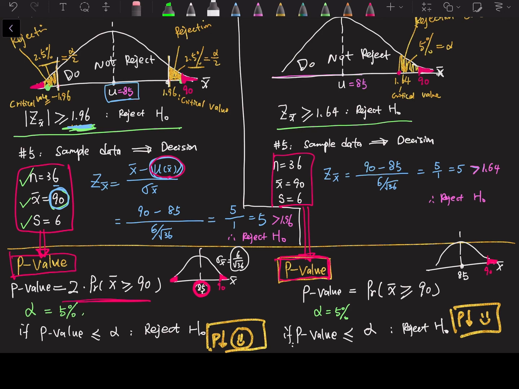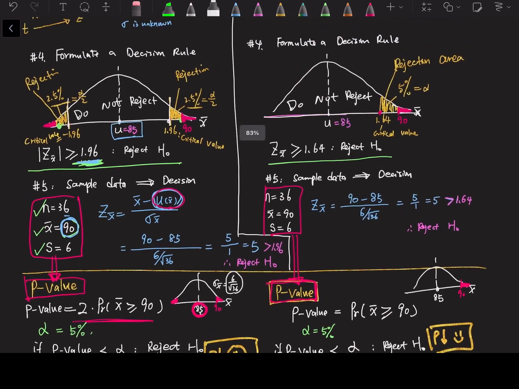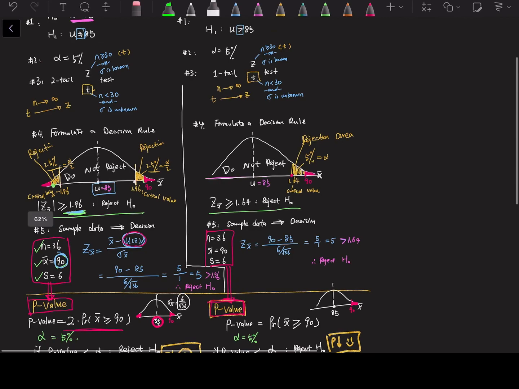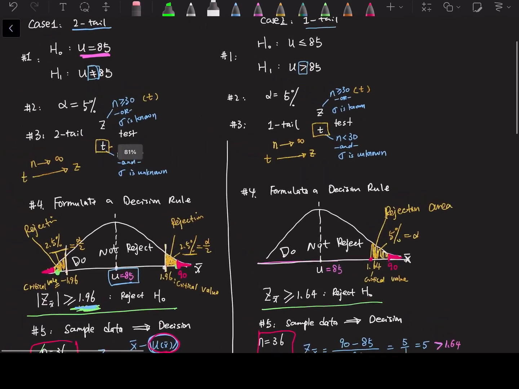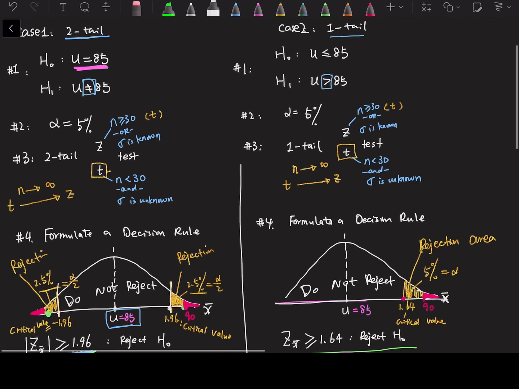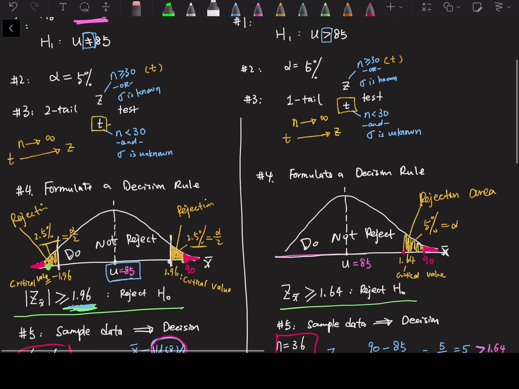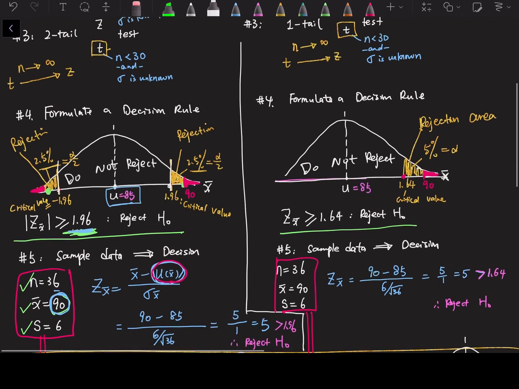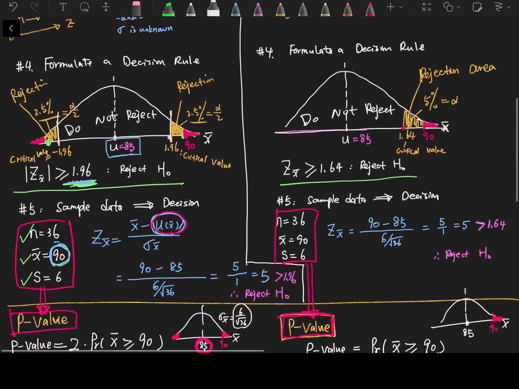So these are the 5 steps to do hypothesis testing. Hope you find this helpful. These are 5 steps to do a one-sample hypothesis test, for case number 1, case number 2, two-tail, one-tail. First, state the null and alternative hypotheses and pre-specify the significance level. Then determine whether it is one-tail or two-tail, a z-test or t-test, and formulate the decision rule. You can use a critical value or the p-value to formulate the decision rule. The last step is, using the sample data, arrive at a decision.